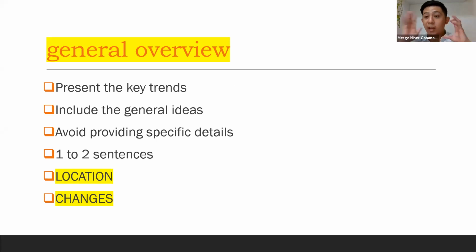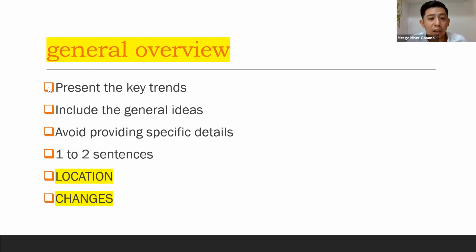So to be honest, this is how a task one works. You have the introductory paragraph, okay? And then you have the general overview that serves as the conclusion. So to put it simply, the conclusion of a statistical report comes right after the introduction. Yes, that is the critical part that you need to understand about a writing task one statistical report. Their conclusion must be found after the introduction, and we call it general overview. In this part, we present the key trends, the general ideas.